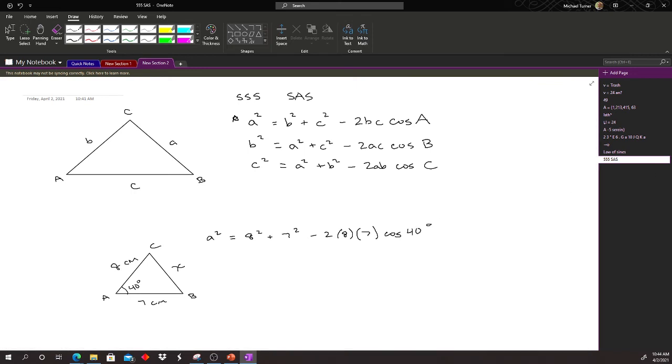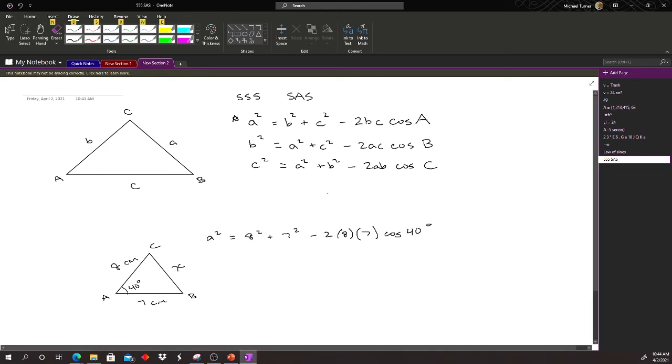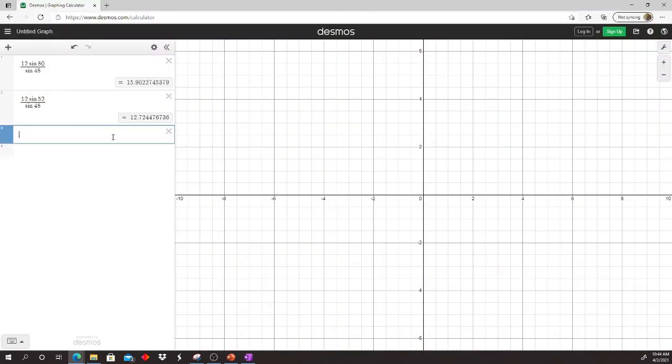Now you're going to be using a calculator anyways to do the cosine, so if you want to do it one step at a time, you can. 8 squared and 7 squared you could do without having to use a calculator potentially, but we're going to then need to subtract 2 times 8 times 7 times the cosine of 40 degrees. Okay? Once we do all that, then we need to take the square root.